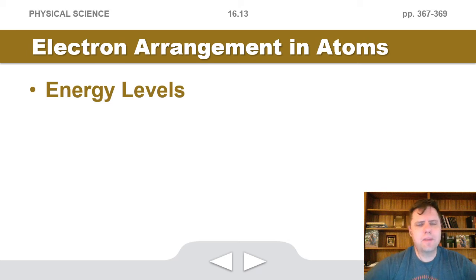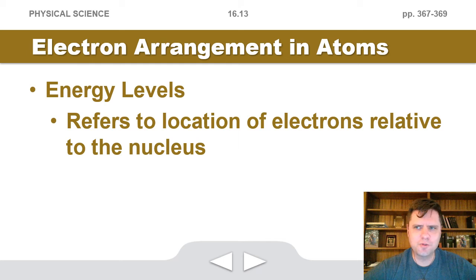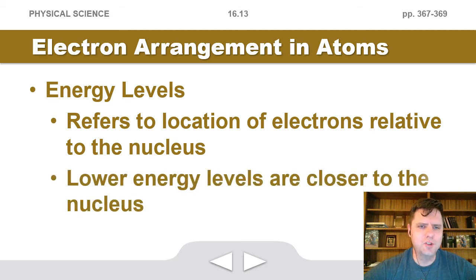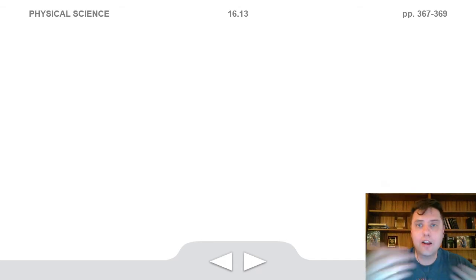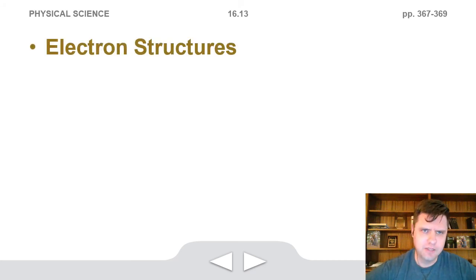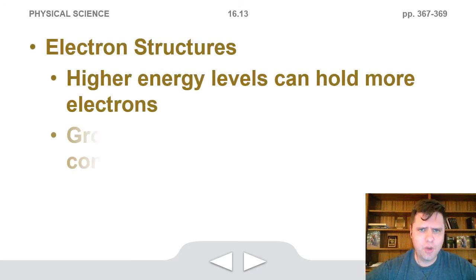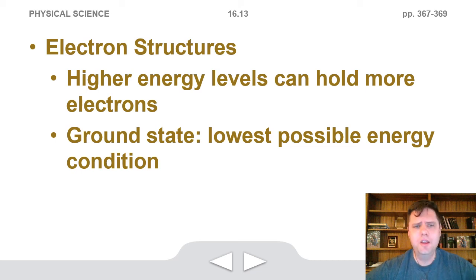All right, so let's talk then about the electron arrangement in atoms. Remember, we learned about these energy levels that were discovered through a bunch of different scientists and their contributions to the scientific model of the atom. Energy levels refers to the location of electrons relative to the nucleus. Lower energy levels are closer to the nucleus. Higher energy levels are farther away from the nucleus. So higher energy levels can hold more electrons, but the ground state is the lowest possible energy condition. So atoms like to sit at ground level as much as possible, where the electrons are as close as possible to the nucleus.